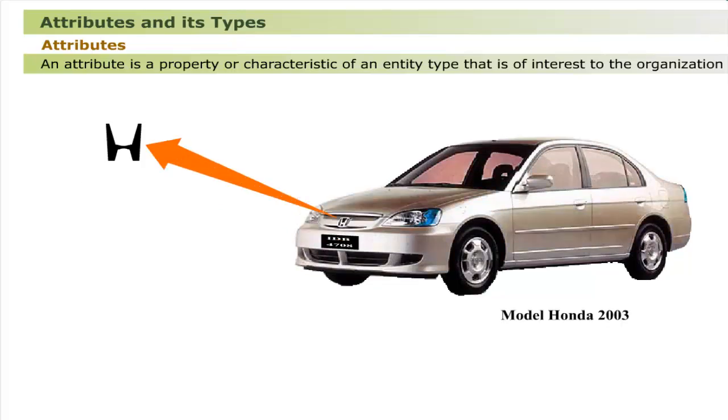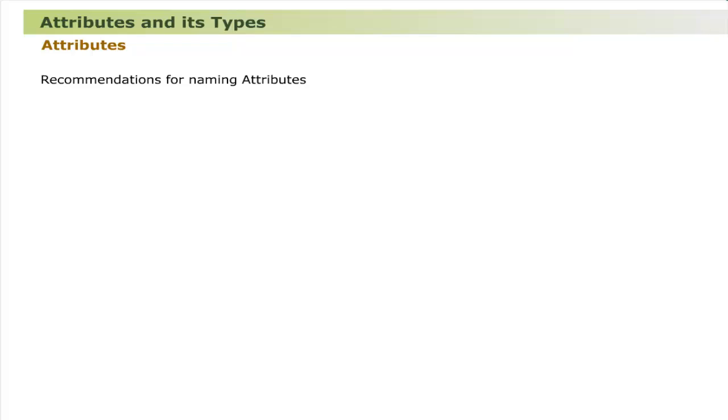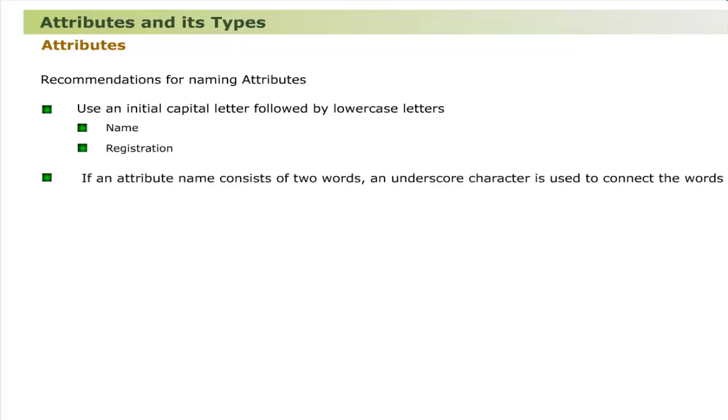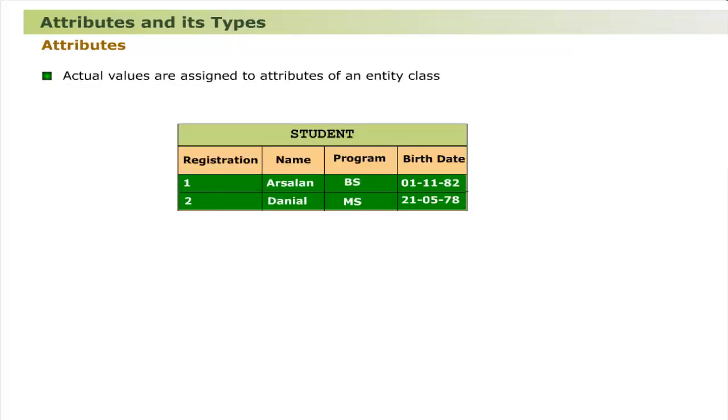Let us now discuss recommendations for naming the attributes. Use an initial capital letter followed by lowercase letters. For example, Name, Registration number. If an attribute name consists of 2 words, an underscore character is used to connect the words. Each word is started with a capital letter. For example, Employee_Name. The actual values are assigned to attributes of an entity class.